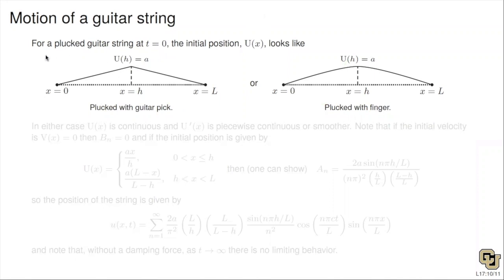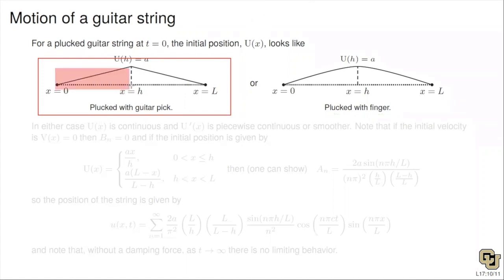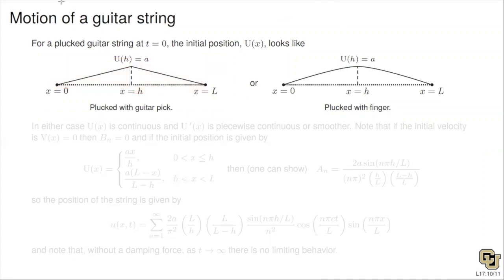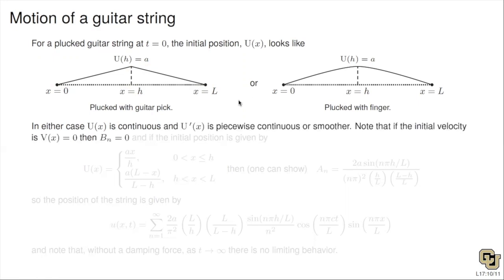I'm going to start with the assumption that we're plucking with a guitar pick, because mathematically I can find the equation of each of these lines just using what we know from pre-calculus. I just need 2 points on the line, and you can do point slope form and calculate the equation of each line. Okay, so I'll let you think about that. So here, in each case, u of x will be continuous. In one case, u prime of x will be differentiable everywhere. In one case, it'll be piecewise continuous.